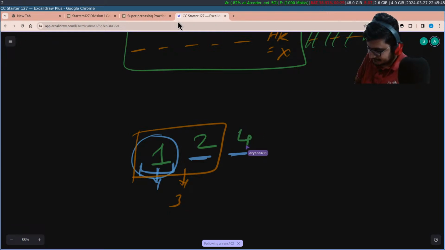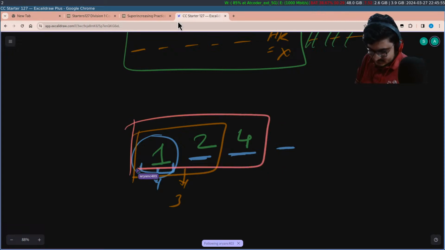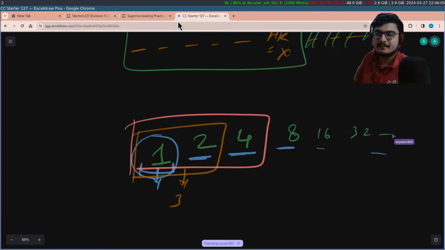And if you try further, what should be the smallest possible value of the fourth element? The sum of these elements is 7. So here the smallest possible value would be 8. And you can see it goes on like so. The next smallest values would be 16, 32 and so on.